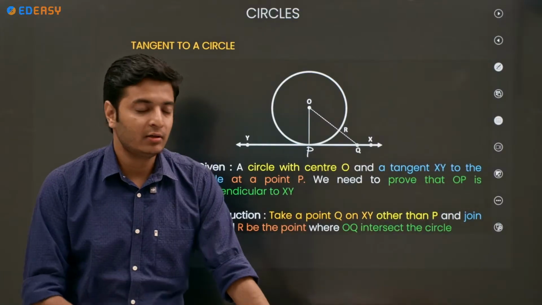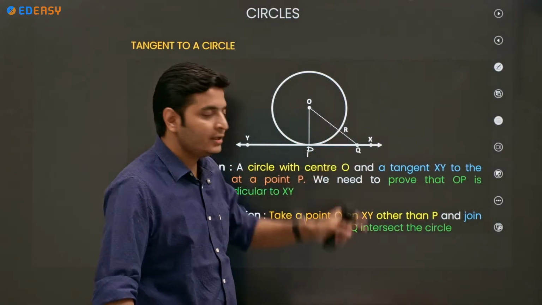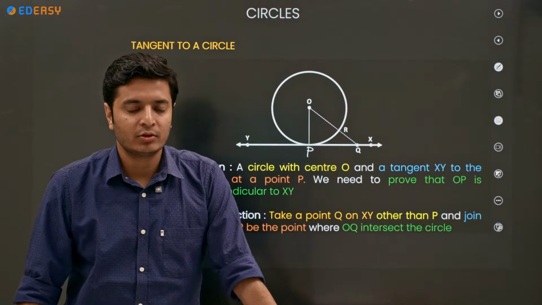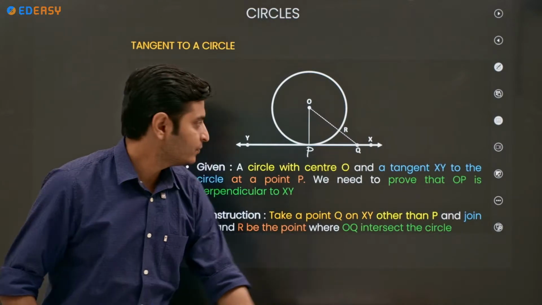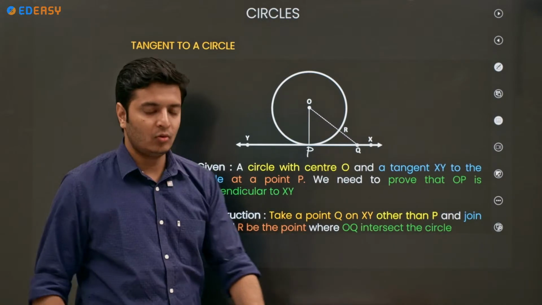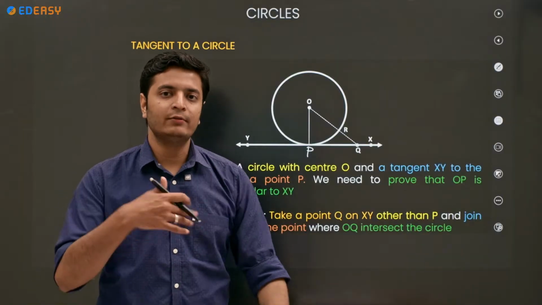OR is a line segment which is joining the center and the boundary of the circle. So it means OR is the radius. Same goes for OP. OP is also a radius. Now I will give you a rough idea.